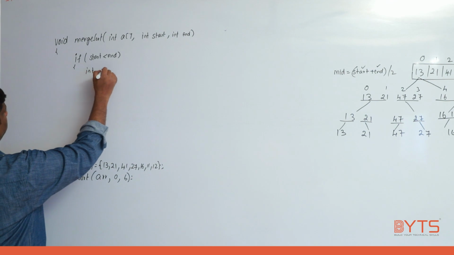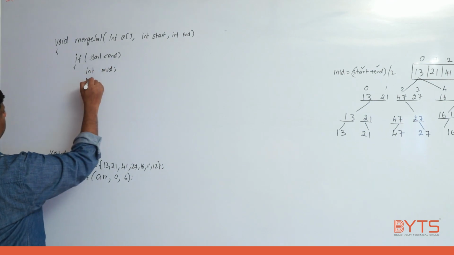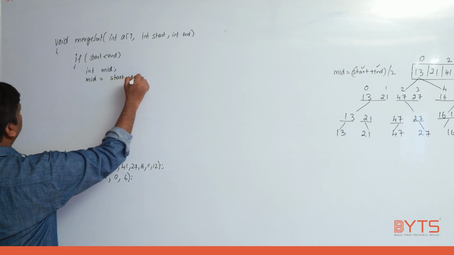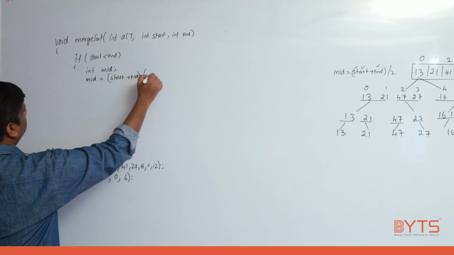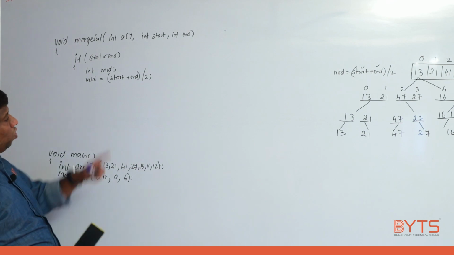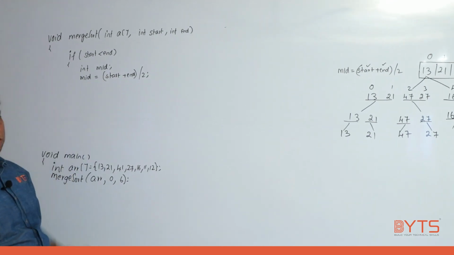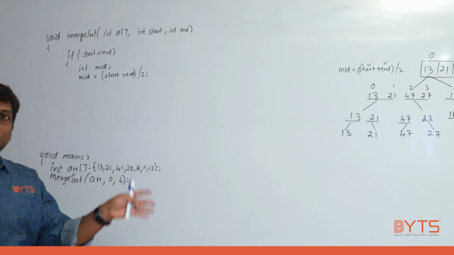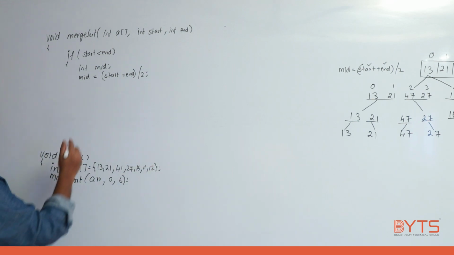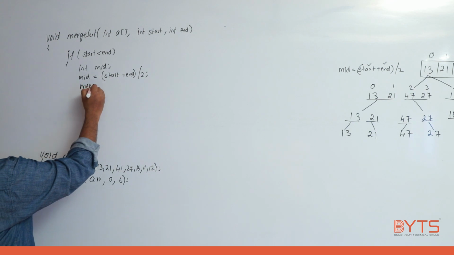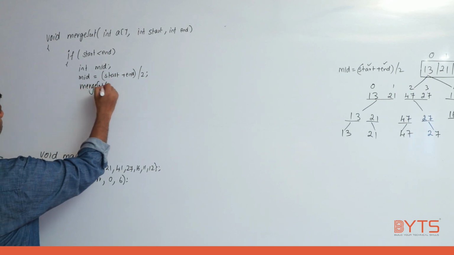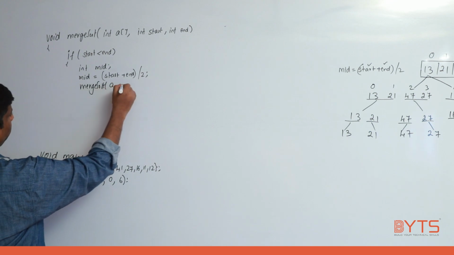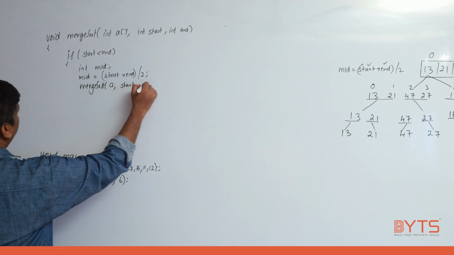Int mid is equal to (start plus end) by 2. Start plus end by 2, right? So now start plus end by 2 will give you what value? The mid value, right? So I need to divide the array into one array from start to mid, and another from mid plus 1 to end. So how do I divide this? Merge sort of array comma start comma mid.